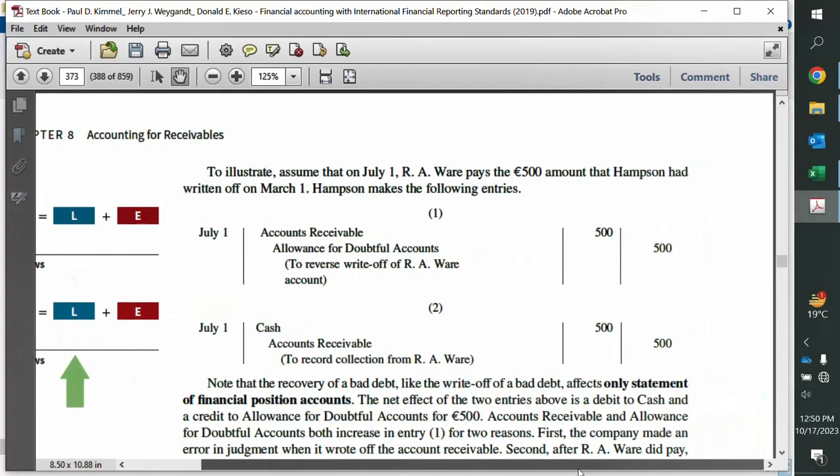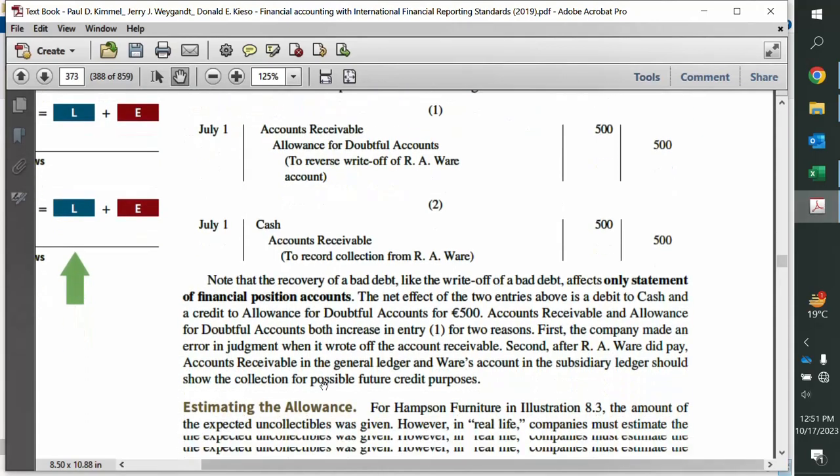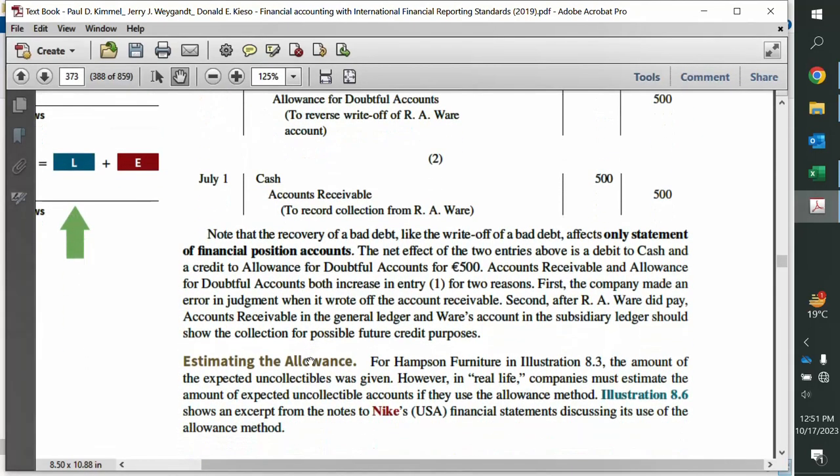So when we get to know that the customer will pay, we just make this entry, and if the customer pays on the same date, then we make this entry as well. Maybe this entry is made on 2nd July, 3rd July, or maybe 1st August, right? So these are the four basic accounting treatments which you need to know under the allowance method. Now in the next videos we will see how to estimate the amount of the allowance, right? Thank you.